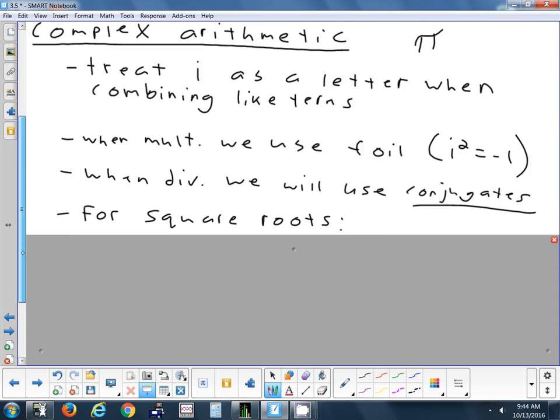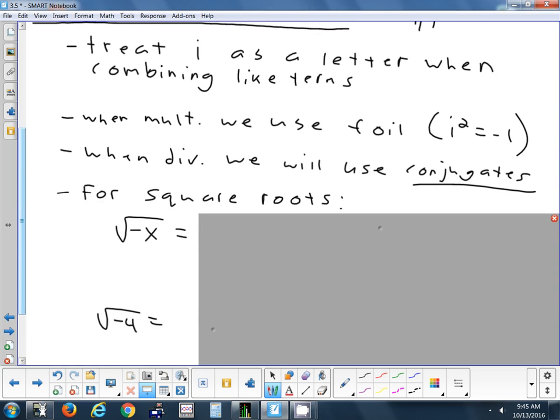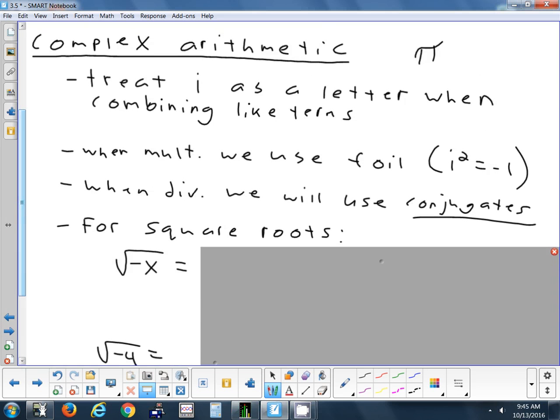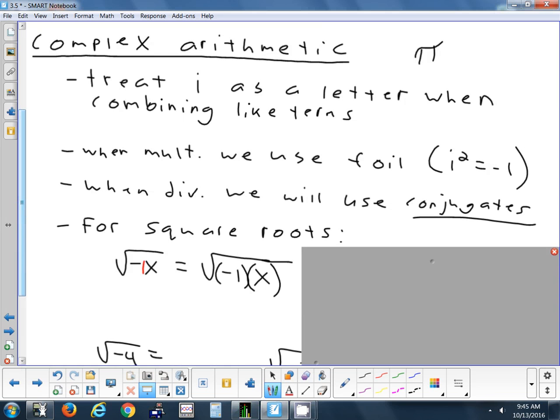Okay, and next we'll look at how we simplify square roots. When you have a square root of a negative, you can simplify it. What number is in front of x, even if it's not written in this problem? Yeah, there's a -1 in front of the x. So if you want to think of it like that, it's the square root of -1 times x.